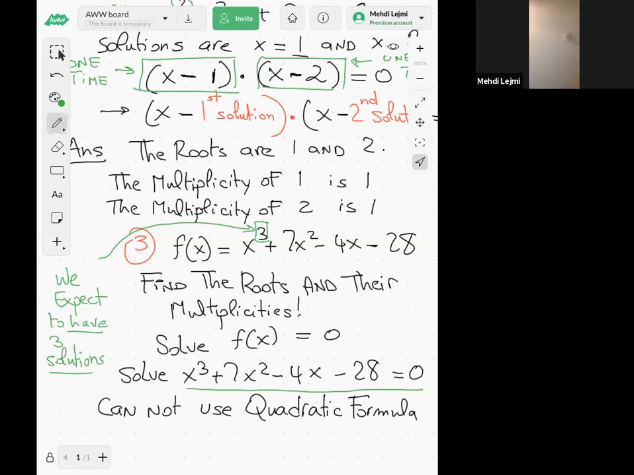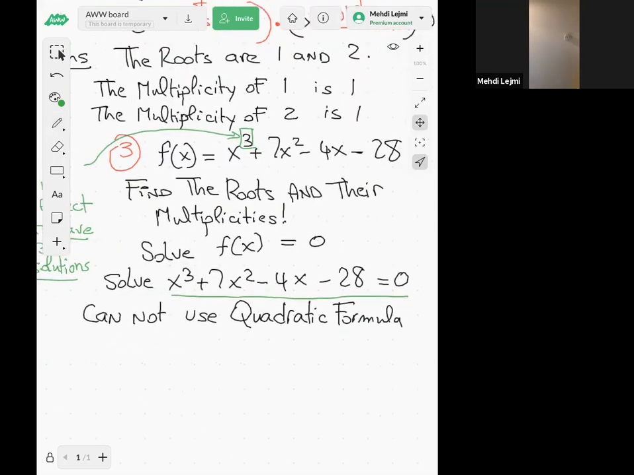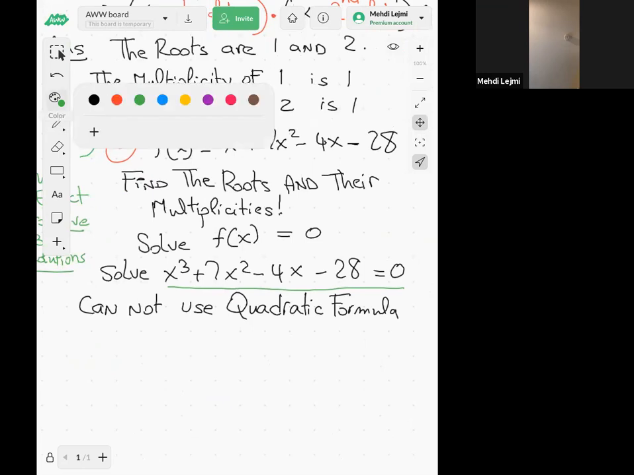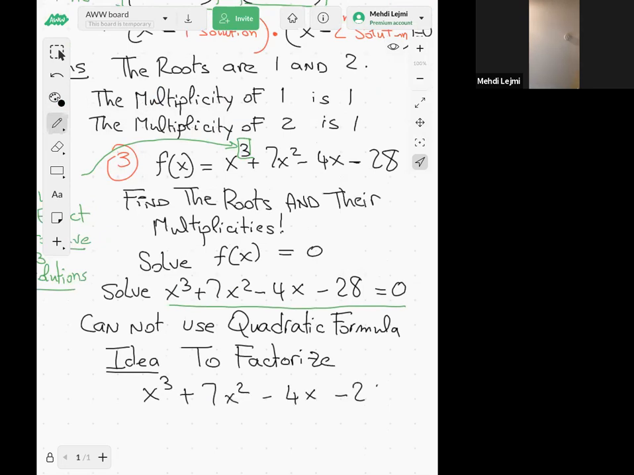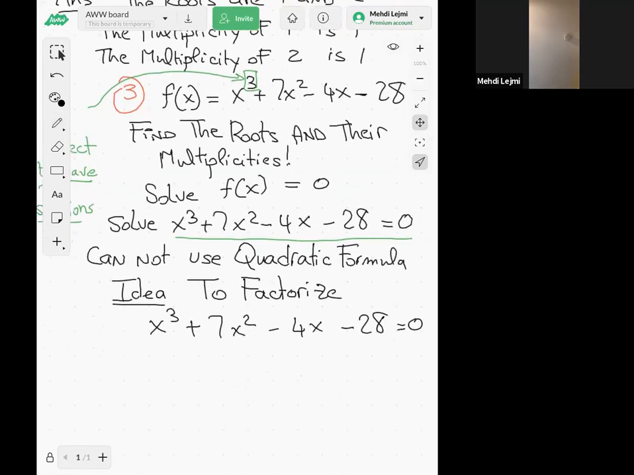Well, the idea, of course, is to factor, right? So we need to factor. So they have this x cubed plus 7x squared minus 4x minus 28, right? So how do you factor such a polynomial? First, step 1 is to find the common factor, right?